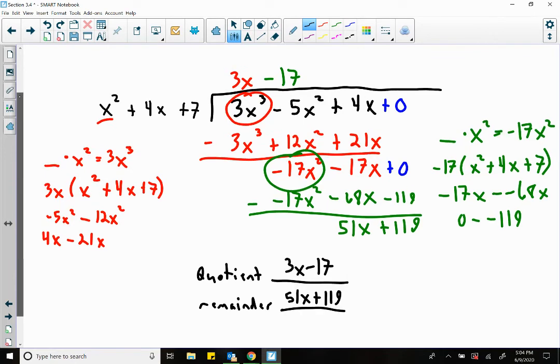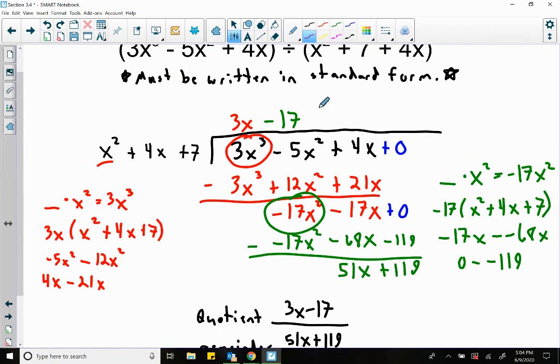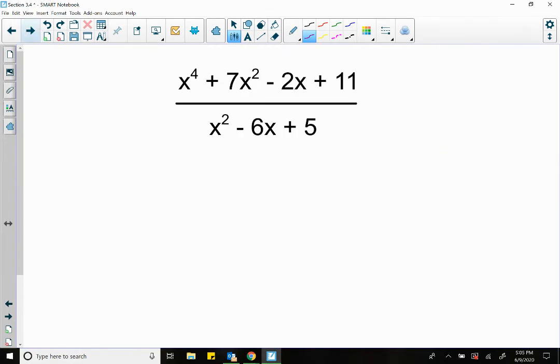Technically, though, if we were really writing this out, the remainder should look like this: 51x plus 119 all over x squared plus 4x plus 7. That's what the remainder should really look like. Okay? All right, last problem. Go ahead. Pause the video. Give this a shot.